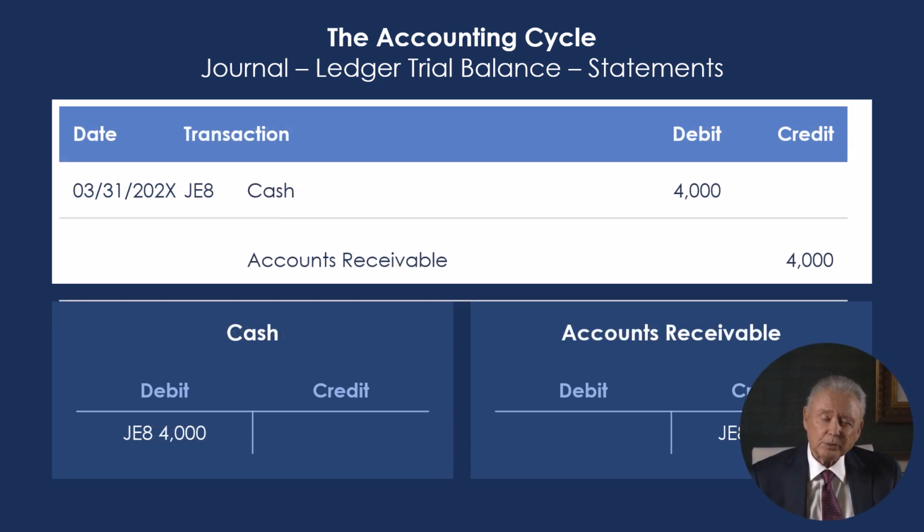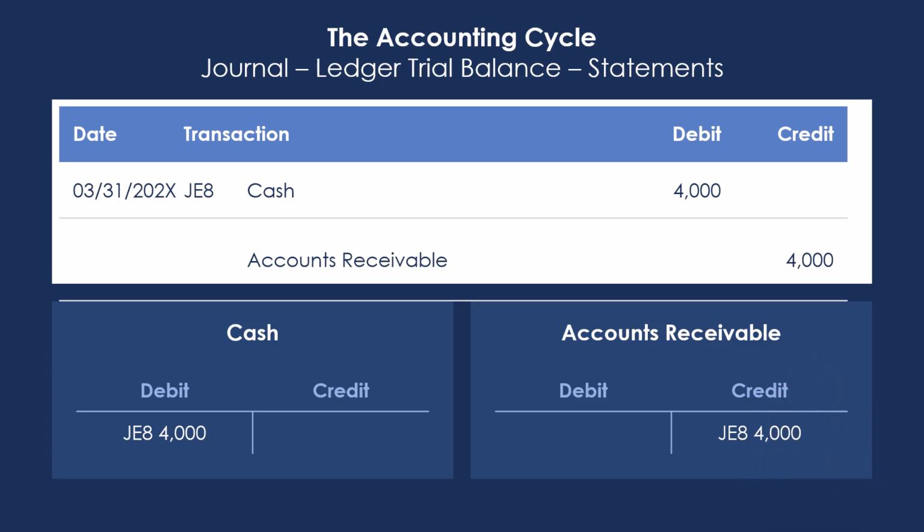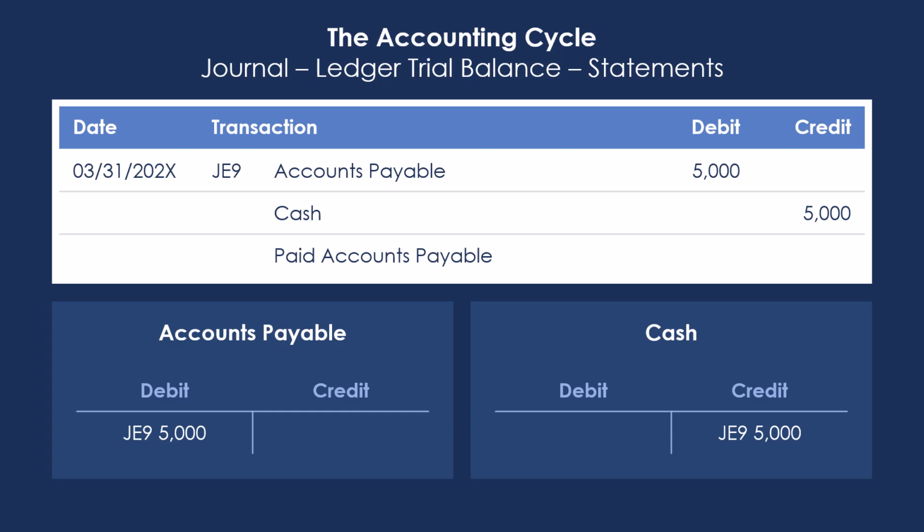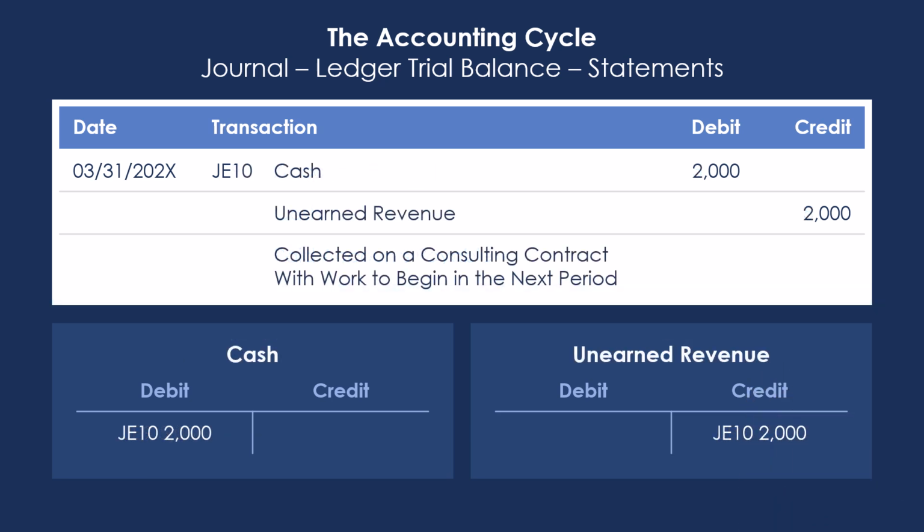In JE8, we collect $4,000 from customers. The revenue was recognized in JE5 when the goods or services were delivered. Here, we debit cash, an increase, and we credit accounts receivable by $4,000, a decrease in an asset account. In JE9, we pay $5,000 to vendors. We debit accounts payable by $5,000, lowering a liability, and we credit cash, lowering an asset account. Assets down, liabilities down.